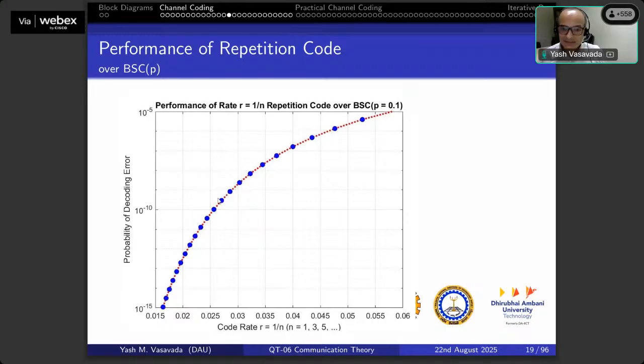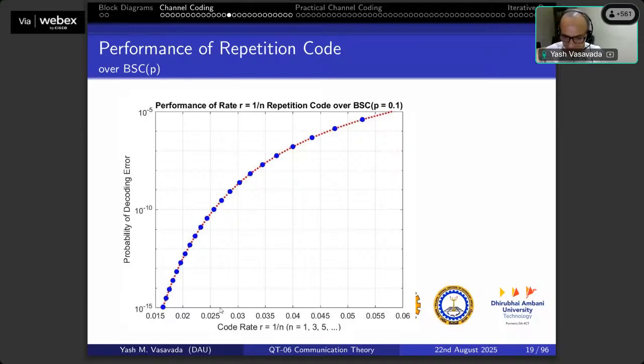If you want to do that, then your code rate should be around 0.025. 0.025 is how much? And n will be about 41, let's say. So if you take each bit and repeat it 41 times, here I've taken n to be all odd values, so it's not 40, it is 41. Or 39, whichever.